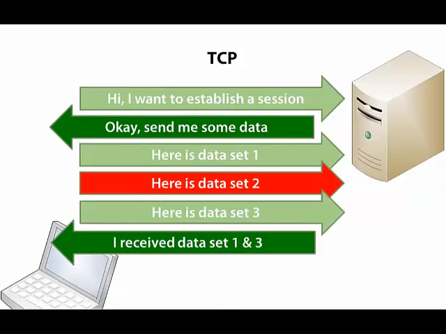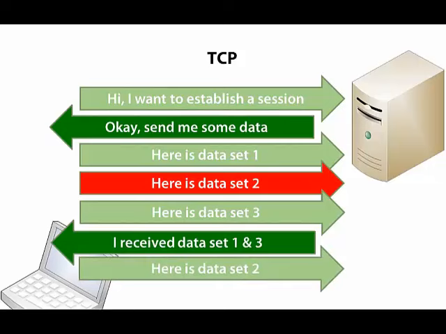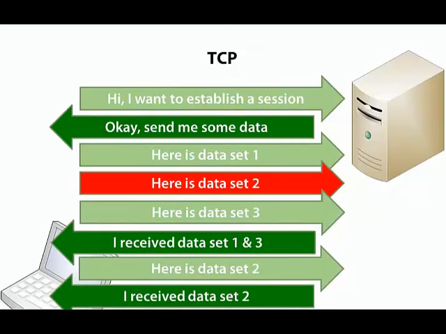The receiving computer will confirm receipt of the datasets. So it will say, I received dataset 1 and dataset 3. After a timeout period, the sending computer will realize that dataset 2 was never received, since it never received confirmation, so it will automatically resend dataset 2. The receiving computer will confirm that dataset 2 was received, and now the sending computer will know that the entire dataset was received by the receiving side. All of that happens automatically by the networking stack. Your application knows nothing about this process.